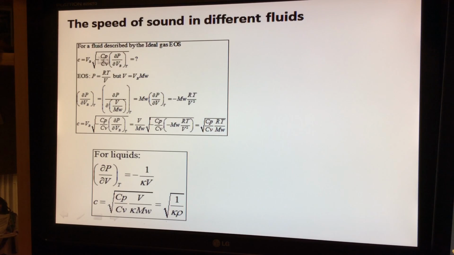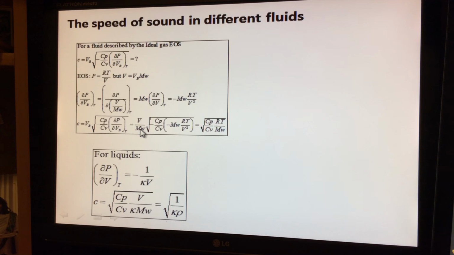So then we take this equation up in here and we write it again. In this step, what we do is we eliminate the specific volume in favor of V over molecular weight. And here we have Cp minus Cv, which is what we derived earlier. And here we have molecular weight, RT over V square, and it's negative. And so the two negatives will cancel out, so it becomes positive.